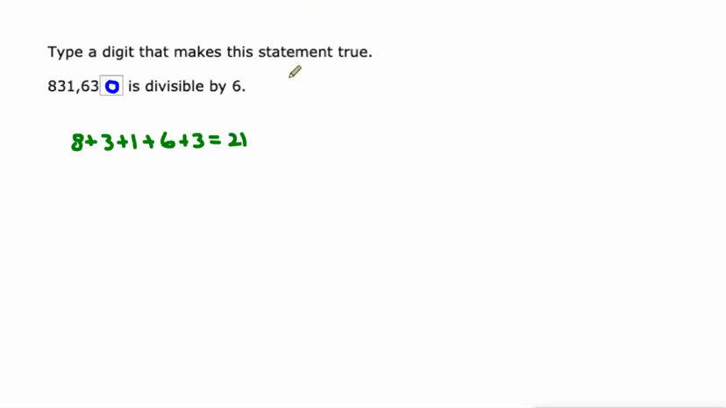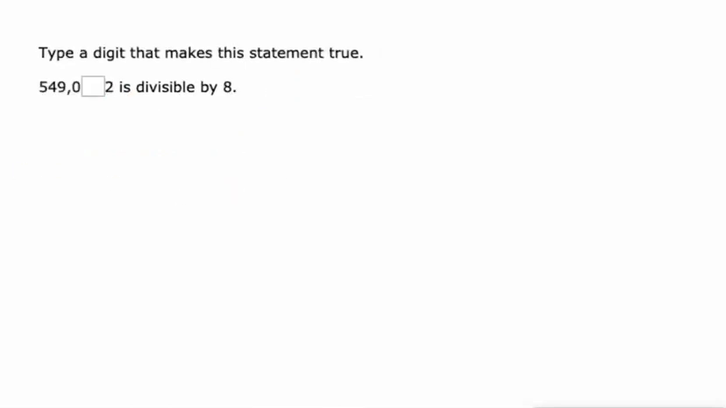Okay, or we could do, well, we can't do 3. We could add 3 to it, but that wouldn't be even anymore. We could add 6 to it, so we could end in 6. And either one of those would work, either 0 or 6. But that's it.